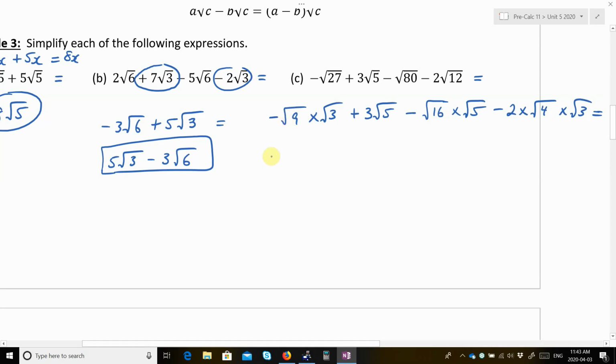All right, so now the next step here, we've got that negative sign. The square root of 9 is 3 times root 3, so we can write 3 root 3 plus 3 root 5. We have minus the square root of 16 is 4, so 4 root 5. And then minus 2 times the square root of 4 is 2, and then times root 3. All right, so we are breaking things down here.